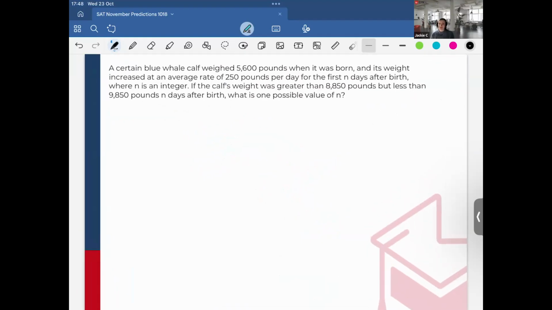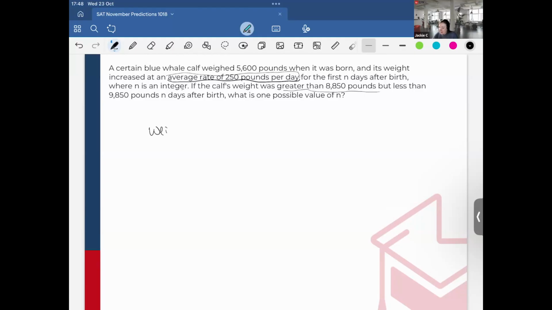Okay, so then you could have problems like this where you need to create your own equation. So be comfortable creating your own equation. This one: a certain blue whale calf weighed 55,600 pounds when it was born, and its weight increased at an average rate of 250 pounds per day for the first n days after birth, when n is an integer. If the calf's weight was greater than 8,850 pounds, but less than 9,850 pounds, n days after the birth, what is one possible value of n?